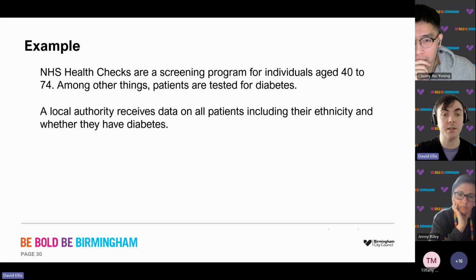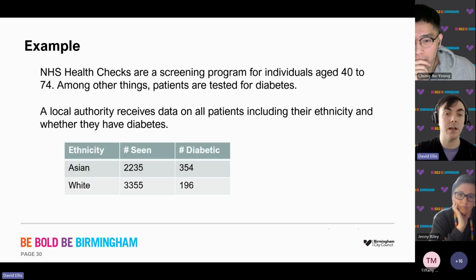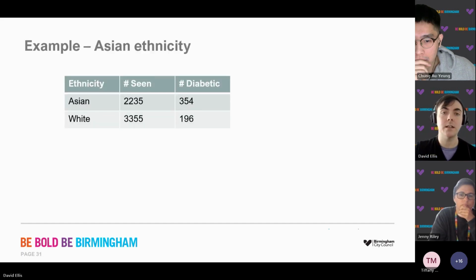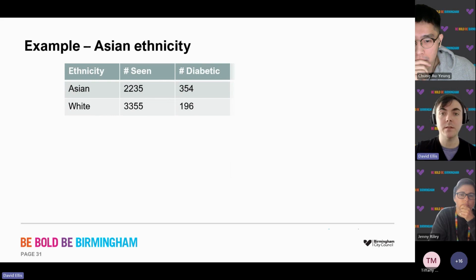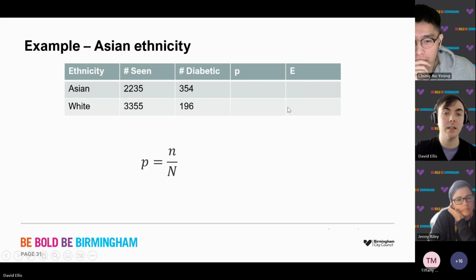So as an example, we're just going to consider two broad groups, Asian and white, and our data might look something like this. We have the number of people that have been seen at an NHS health check and the number that are diabetic. And so now I want to calculate the proportions and the uncertainty on those proportions to see if there's a difference and whether that difference is significant. So we extend our table to add proportions, P for proportions, E for uncertainty.